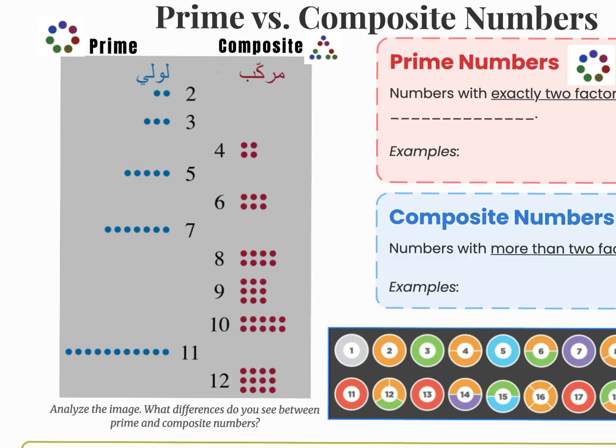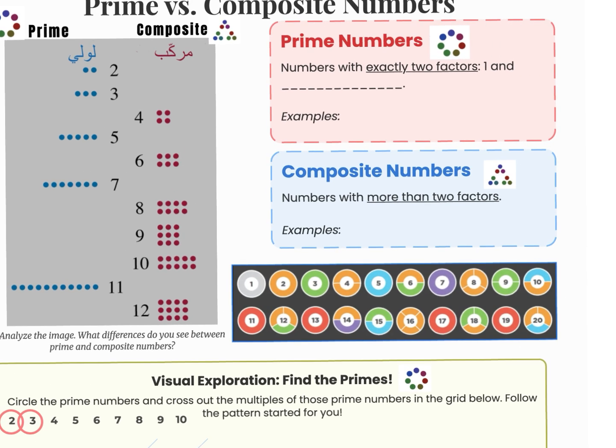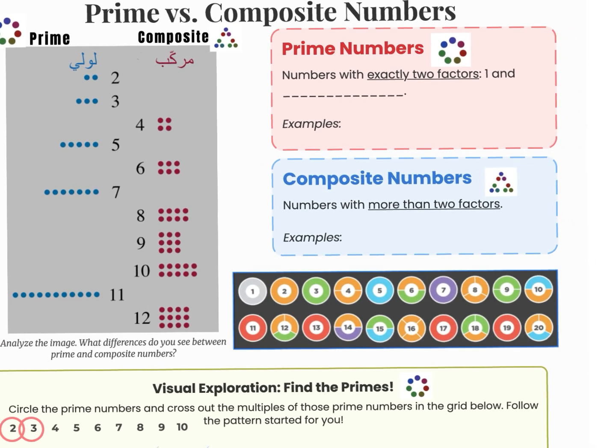So when you look at that image, what are some things that you notice is different between our prime numbers, which are over on the left, the blue, versus our composite numbers? And then even over here on the right, when we look at all of these circles, notice, for example, 2 is prime, 3 is prime, 5 is prime, 7 is prime, 11 is prime, 13 is prime, 17 is prime, 19 is prime. When you look at these, how do they compare to all of those other numbers?